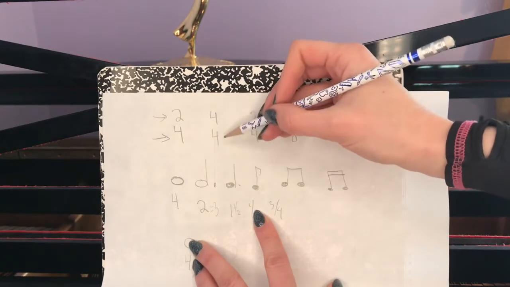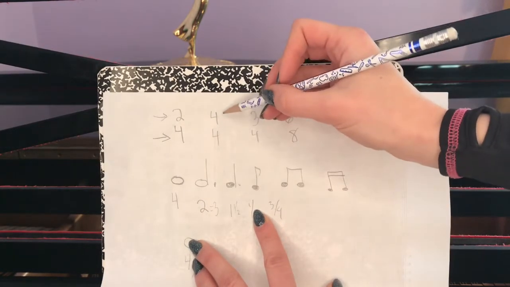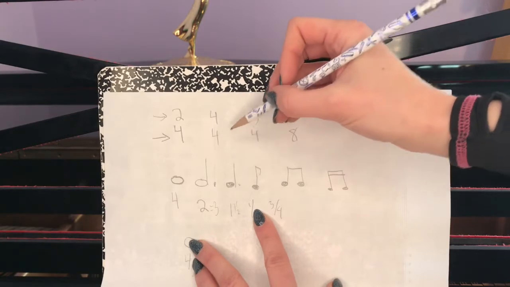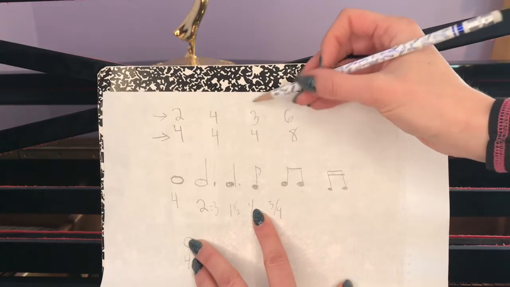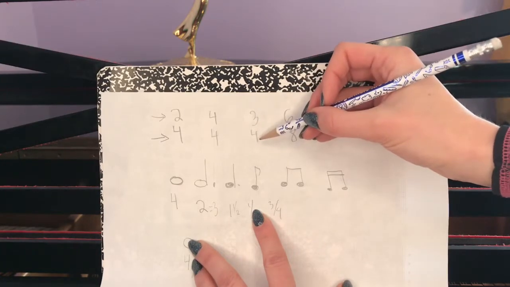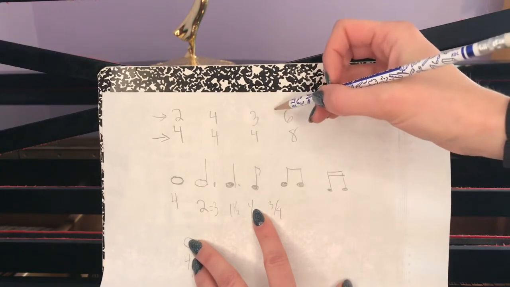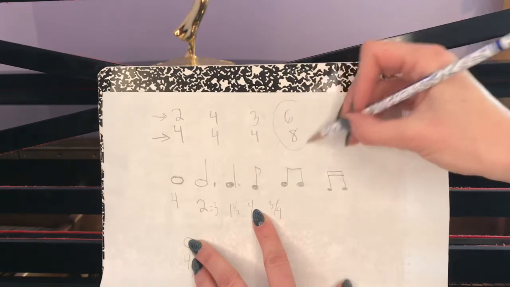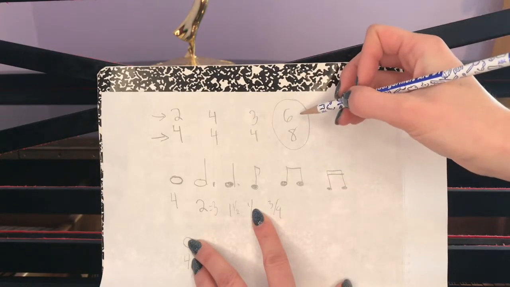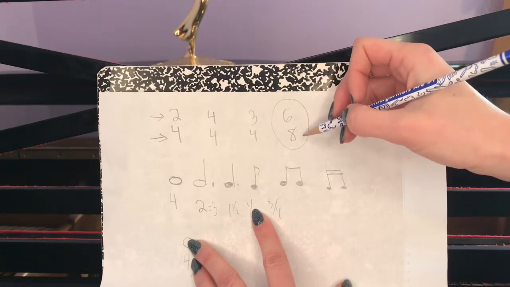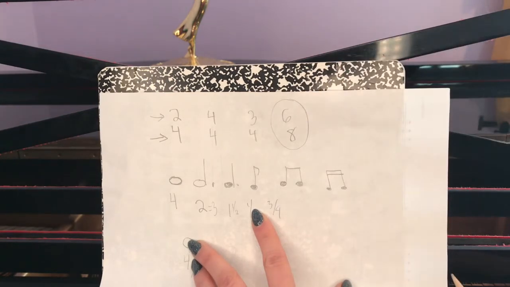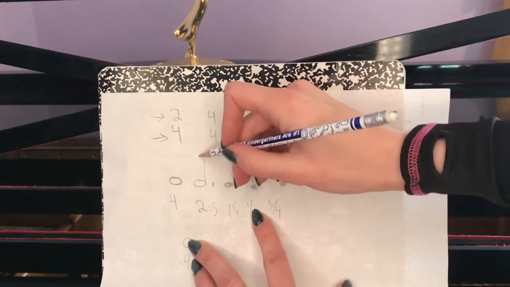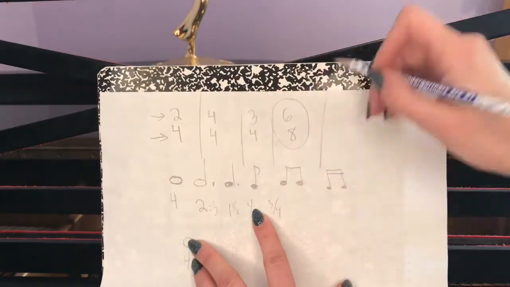This one, 4/4, tells you that you have 4 beats per measure and a quarter note gets a beat. So you're going to have 4 quarter notes per measure. 3/4 tells you have 3 beats per measure and a quarter note gets a beat. So you have 3 quarter notes per measure. And this one, 6/8, tells you have 6 beats per measure and an eighth note is going to get a beat. So you have 6 eighth notes per measure. Okay? So that's the basis of rhythm.